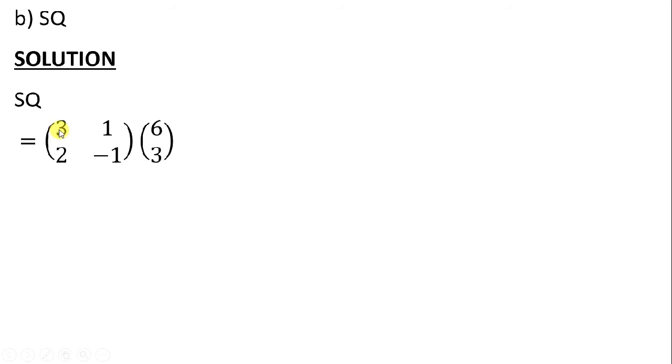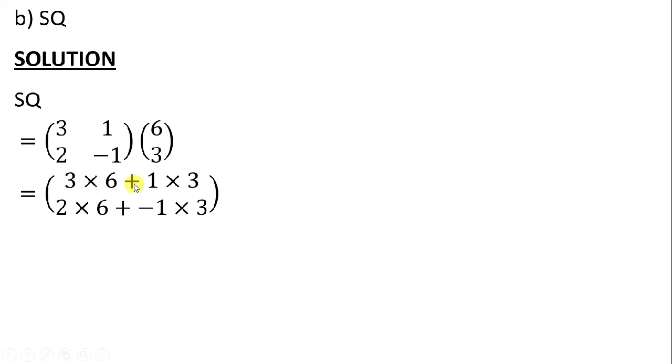So we are going to multiply 3 times 6 plus 1 times 3. Then we'll go to the second row at the bottom. 2 times 6 plus negative 1 times 3. Let's do that. So we have 3 times 6 plus 1 times 3. Then we have 2 times 6 plus negative 1 times 3. 3 times 6 will give us 18, plus 1 times 3 will give us a 3. 2 times 6 will give us a 12, plus negative 1 times 3 will give us a negative 3.